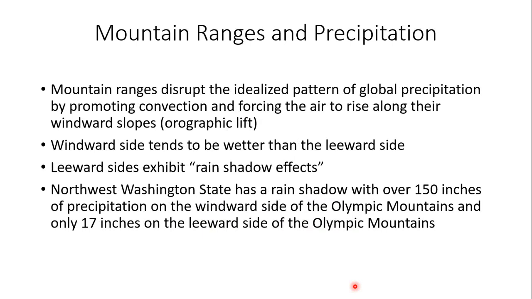Okay, now let's take a look at mountain ranges and precipitation a little more closely. Mountain ranges tend to disrupt the idealized pattern of global precipitation. Mountains tend to promote convection, or that rising air motion on the windward side. The heated slopes in the summertime generally force the air to rise along their windward slopes. That's due to what's known as orographic lifting. Windward sides of mountains tend to be wetter than the leeward side.